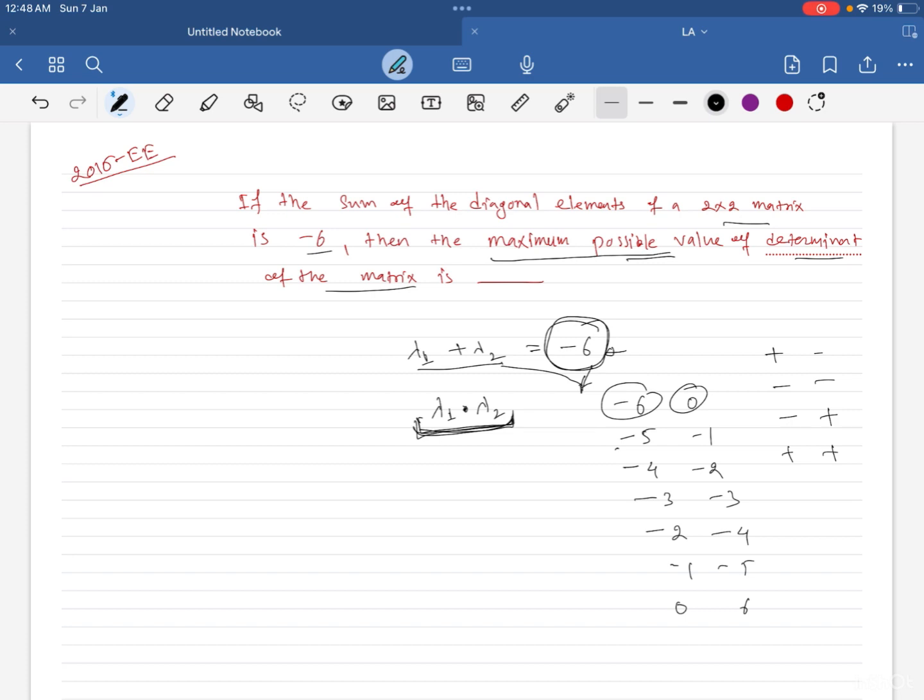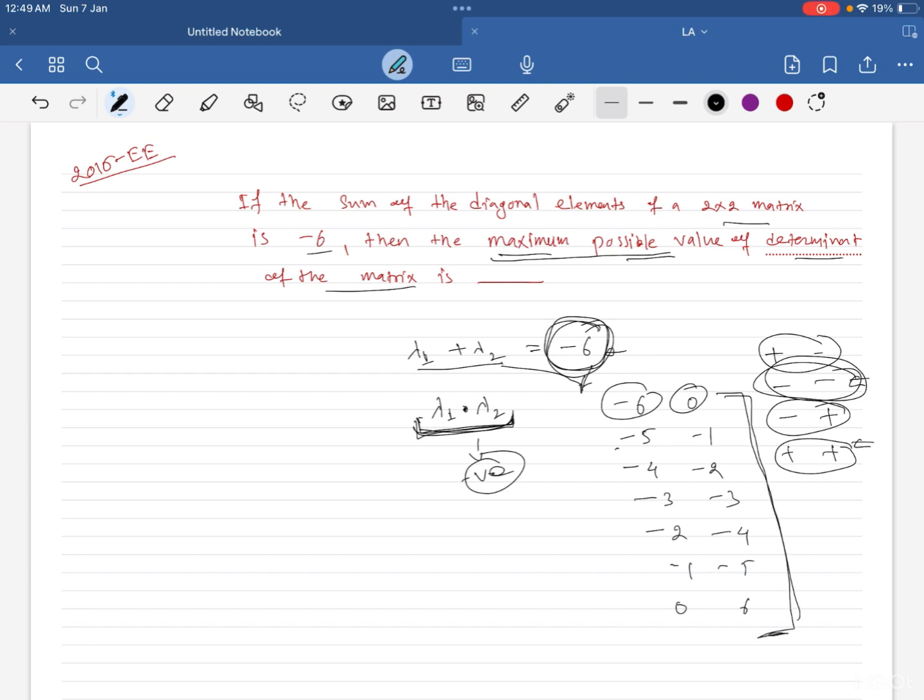We cannot take this because the product will be a negative number and we have to find the maximum possible. We cannot take this also. We are left with this one and this one. This we cannot take, this combination, because the sum is negative, so we are left with only this, and with this we have this combination. Other is not possible, I think.